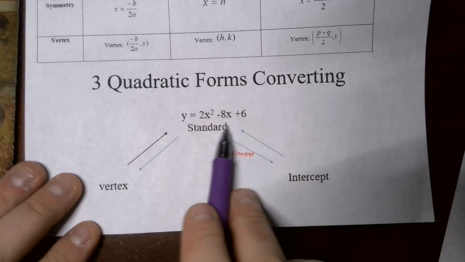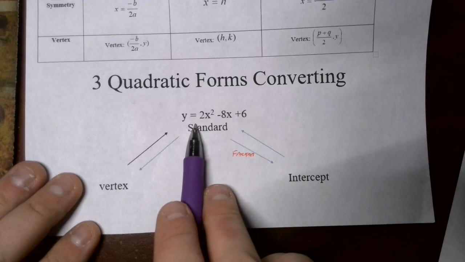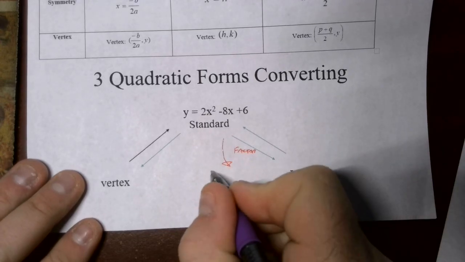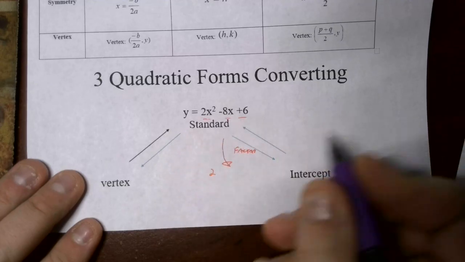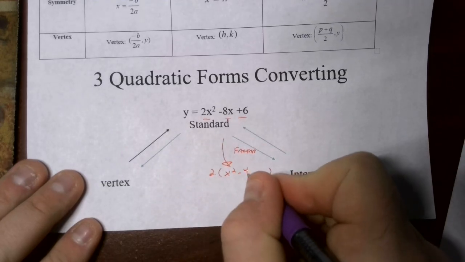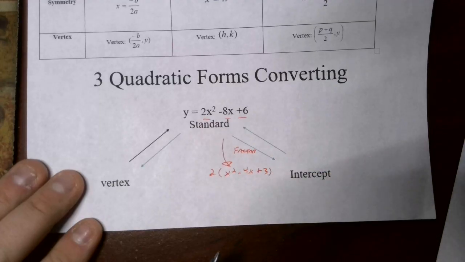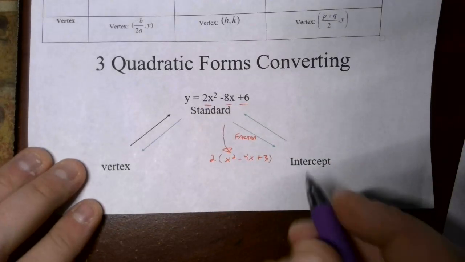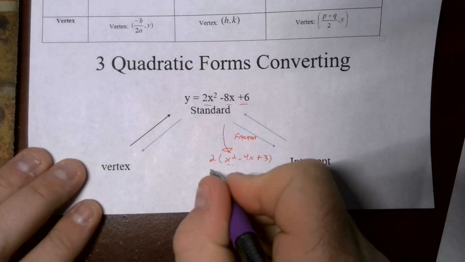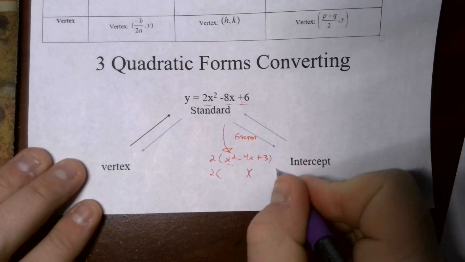And remember, when we factor, we always pull a GCF out first. So let's show that step. A 2 comes out of each term. So notice I got x squared minus 4x plus 3, which then would become a trinomial inside that parenthesis, which would factor to two binomials.